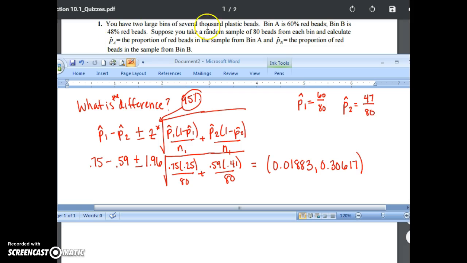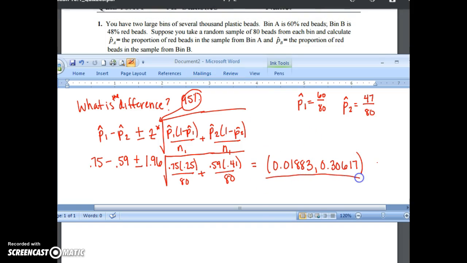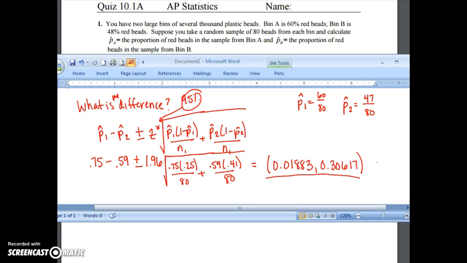Now, again, they told us the population. We know that our population difference is 12. 12 fits in our interval. So that's how we would use confidence intervals.